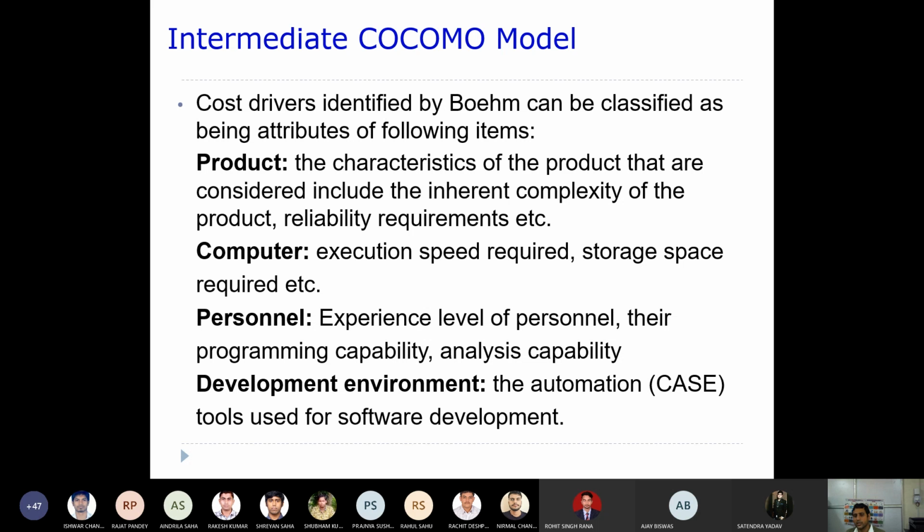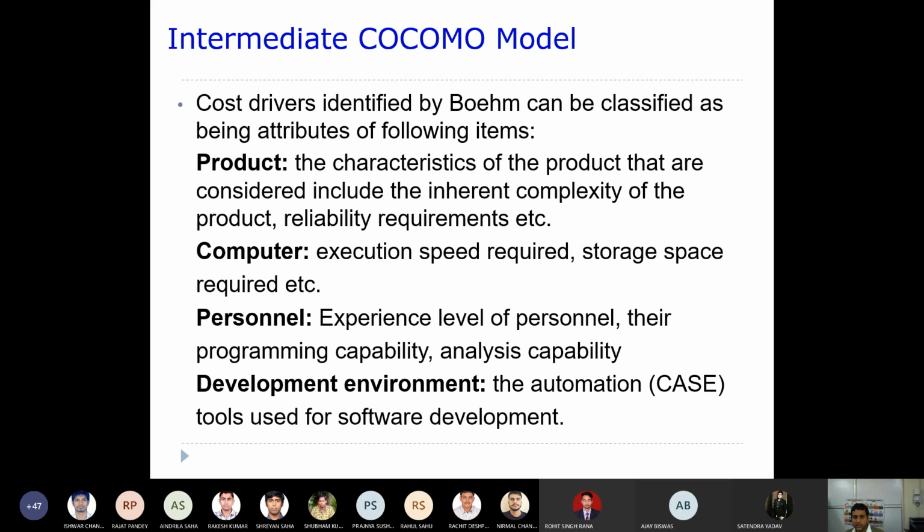If the person who is going to write the program is very experienced, he will write the program very quickly and efficiently. If there is a less experienced person, usually he will take more time to develop that code. So these sort of things also need to be considered, and that comes under the category of personnel.